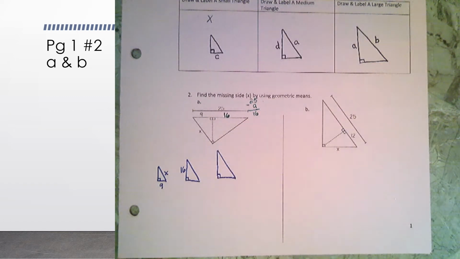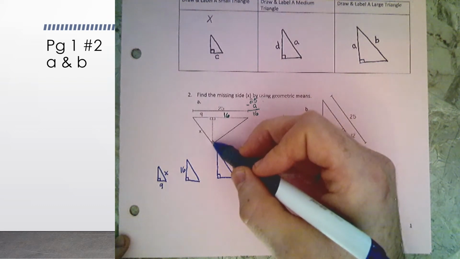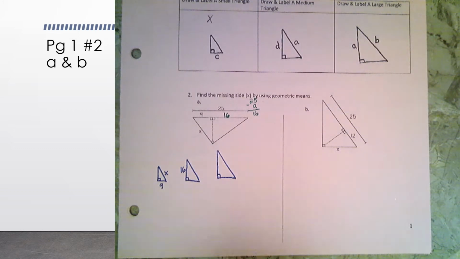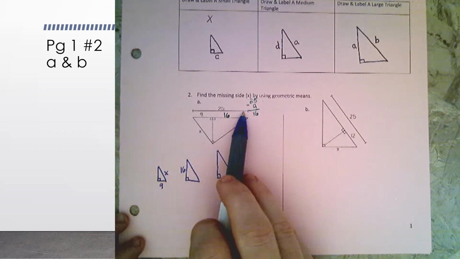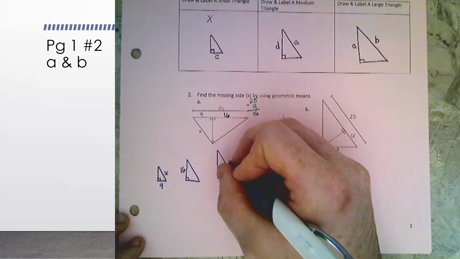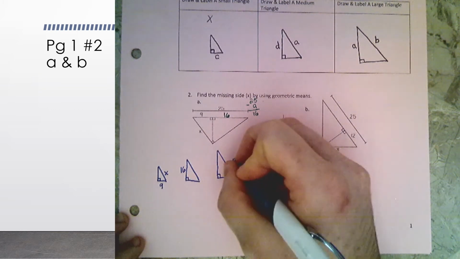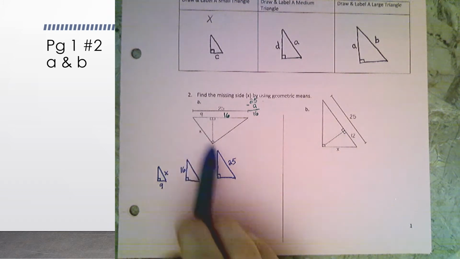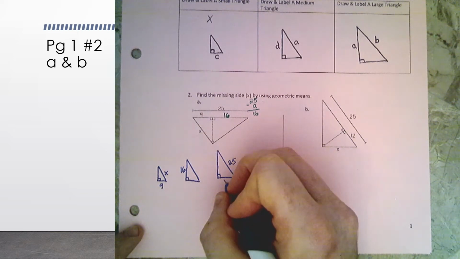And now I want to label the things I know about it. So first thing, across from the right angle is going to be your hypotenuse. So I know my hypotenuse is the full length, which is 25. So I have 25 right there. And then the x is the shorter leg between the two. So I'm going to put that down here.